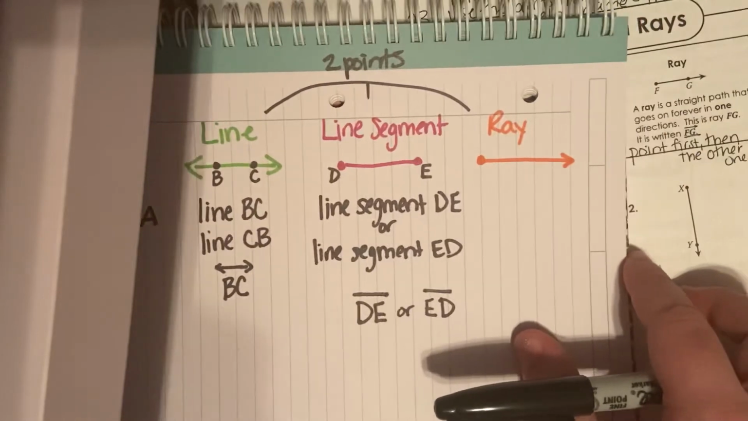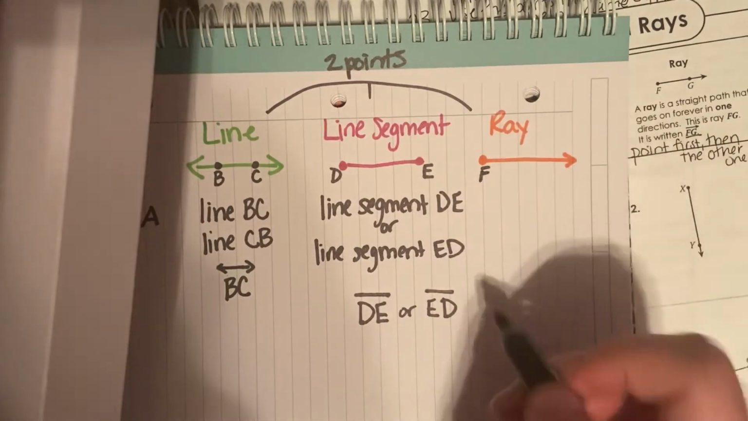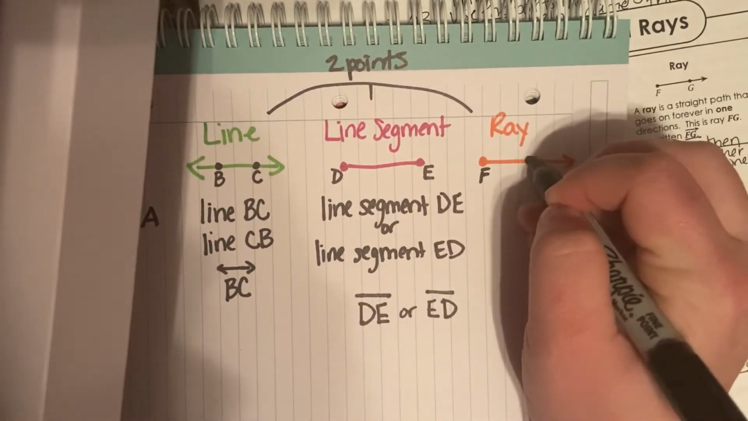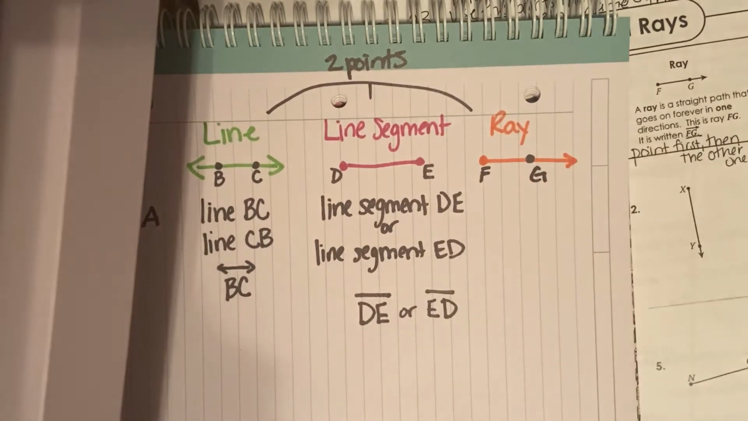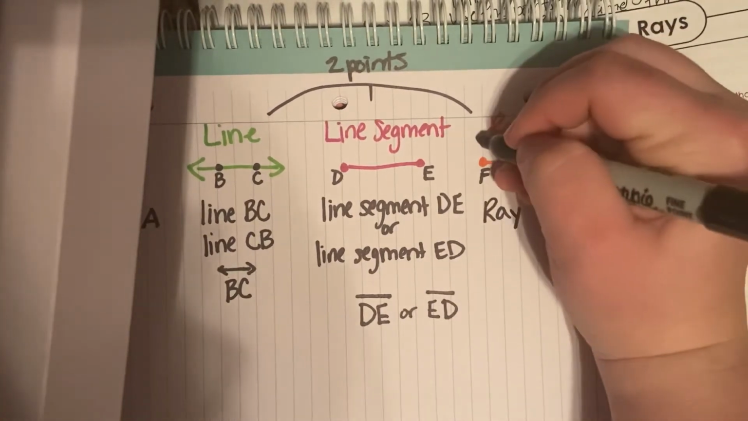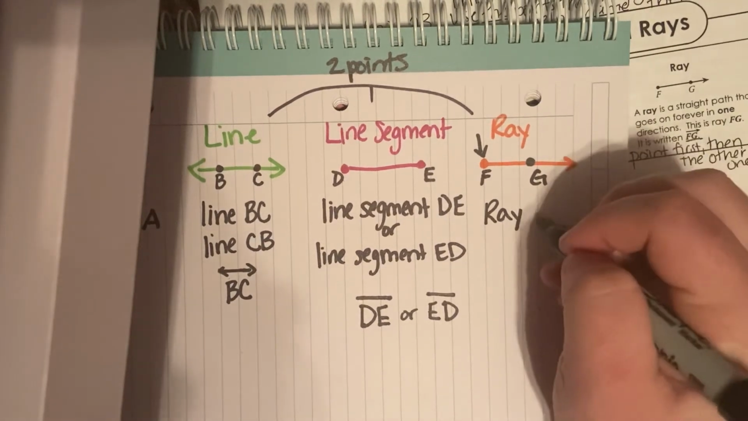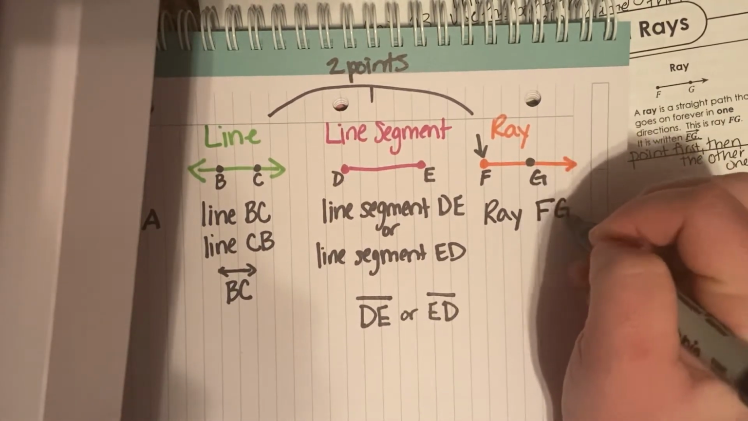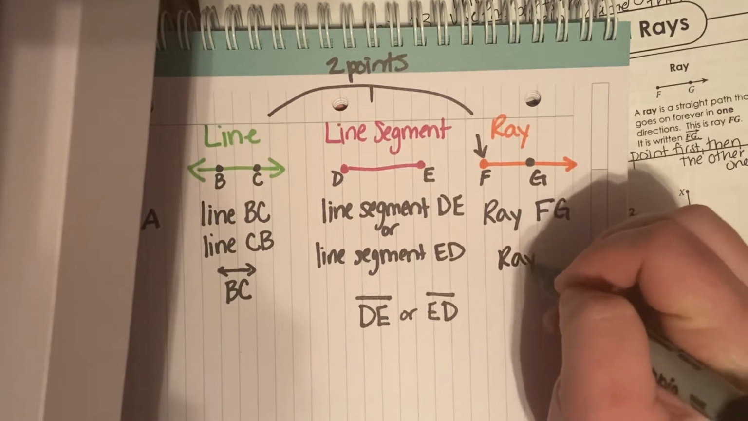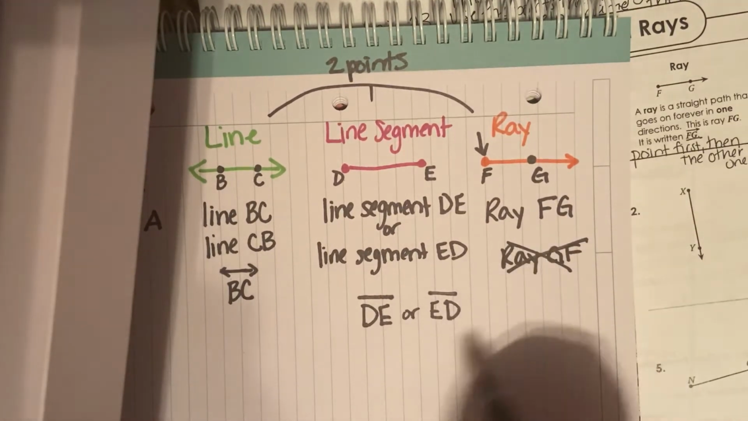All right. Our last one is a ray. So it's already got a point on it. So I'm going to call it F. But we need to add another one. It doesn't matter where. I'm just going to put it right there and call it G. Now what's important for a ray is you always start with the beginning point of that ray. So this one is always going to be ray FG. If I said ray GF, that would be wrong. So this is only ray FG.